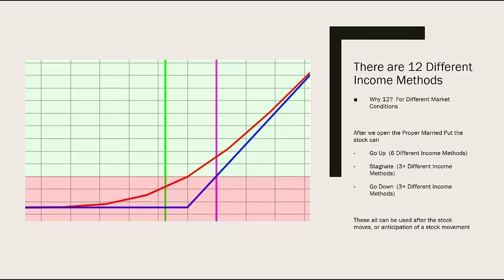The stock can stagnate. It can stay between a small range of trading. Well, there are about 3 or more income methods that we can use when that situation comes up. The stock can go down. It could go against our expectations. And there are 3 or more income methods that we can use if the stock falls and we're expecting a recovery, or in anticipation of the stock falling as well. These can all be used after the stock moves or in anticipation of a stock movement going forward.